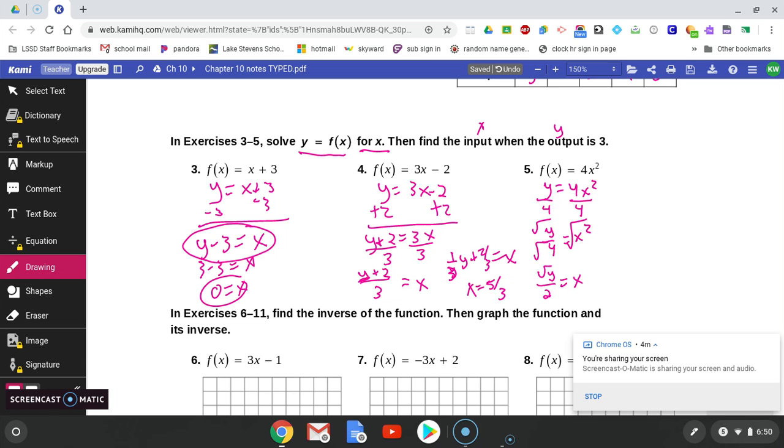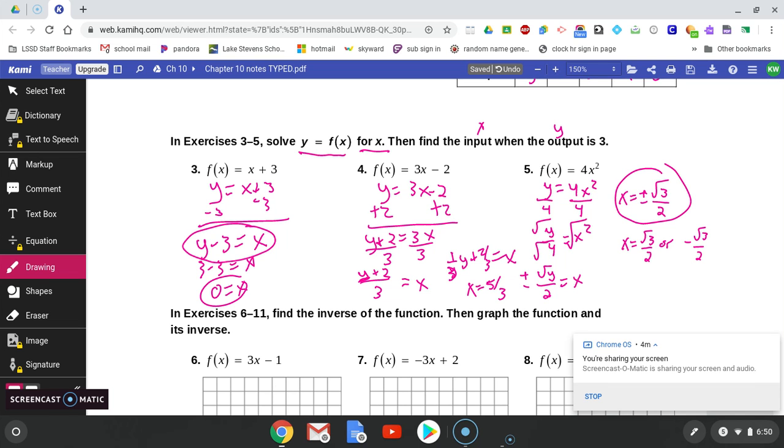Now, when you're taking the square root, remember you're going to have 2 possible answers. So we're going to have a plus and minus sign in front of it. So when I plug in a 3 for y, that means I get plus or minus the square root of 3 over 2. In other words, I would have x is equal to the square root of 3 over 2 or negative square root of 3 over 2. You can write it either one of those ways.